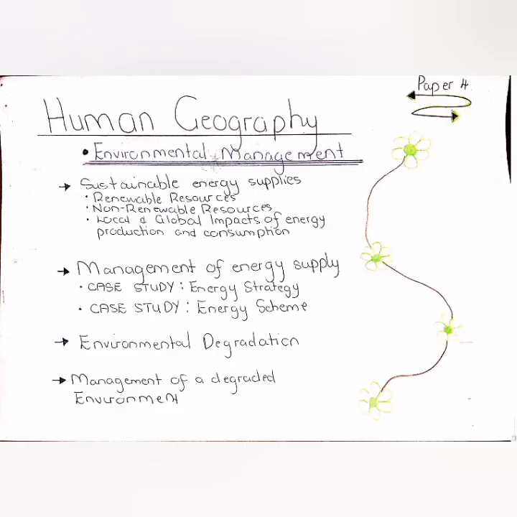Moving on to environmental management, which is still part of human geography, you're expected to have knowledge on renewable resources, non-renewable resources, and the local and global impact of the production and the use of energy. You're also supposed to have 2 case studies, one on an energy strategy and one on an energy scheme. You're supposed to have knowledge on environmental degradation and the management of degraded environments.